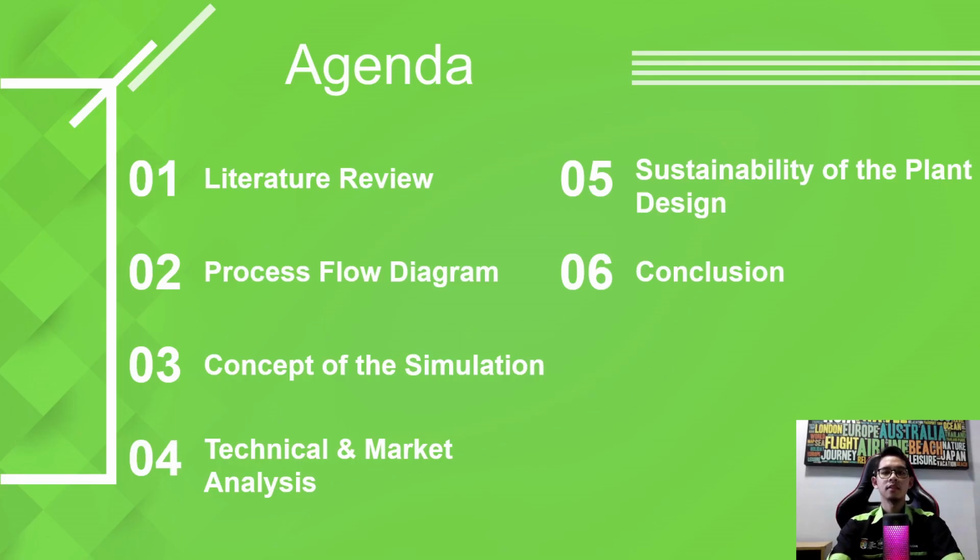This is our agenda for our presentation. We'll be starting with the literature review, and next we'll be discussing the process flow diagram of general naphtha cracking, the concept of the simulation, the technical and market analysis of the hydrogen production with the method selected, the sustainability of the plant design, and lastly we'll conclude in the conclusion.